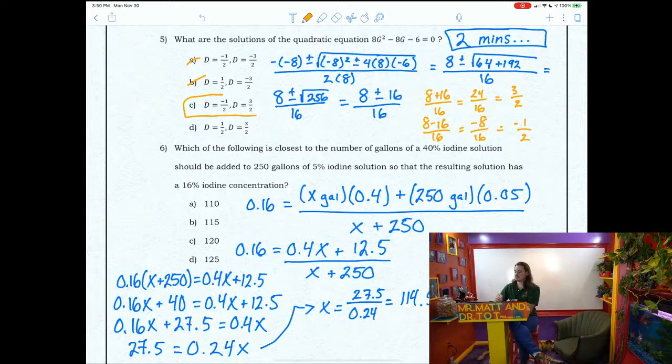D is equal to negative 1/2 and 3 halves. I'm sorry, that's a typo. It should say G instead of D. So my apologies, it's a wrong variable there. But if you have any questions, then please let me know.